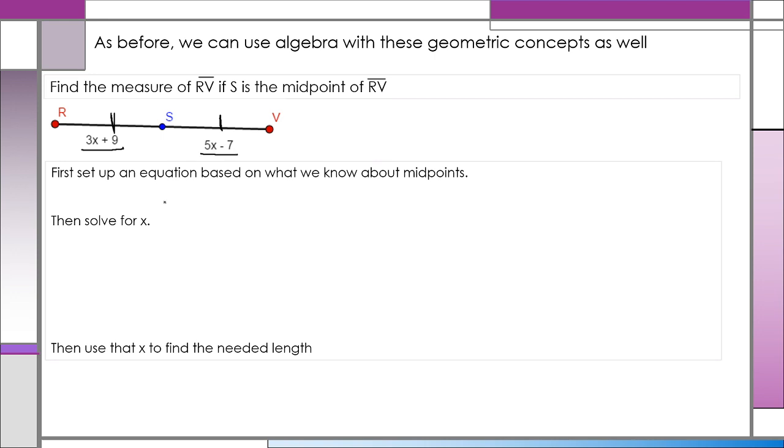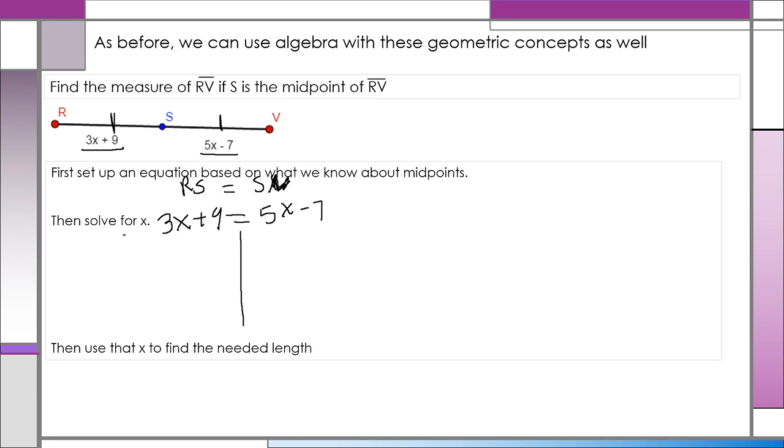So what that means is that the first segment, 3x plus 9, has to be equal to the second segment, 5x minus 7. Why? Well, because again, RS has to be equal to SV. Because again, that's what the definition of a midpoint is. It cuts the segment in half. So the first half has to be equal to the second half.